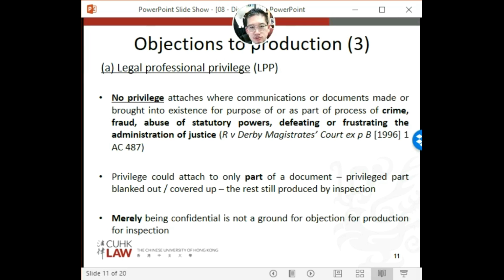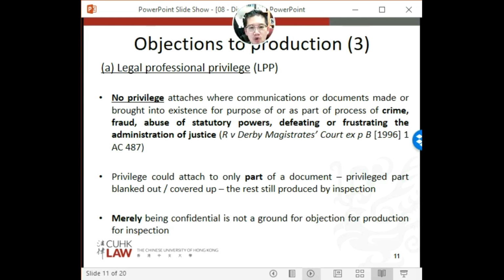No privilege attaches where the communication is to help crime, fraud, abuse of statutory powers, defeating or frustrating the administration of justice. So we call this the fraud exception to privilege. If you are seeking legal advice to help you facilitate a fraud or a crime, there would be no privilege.